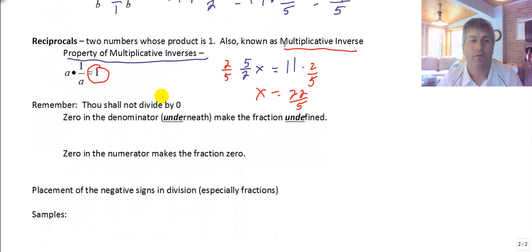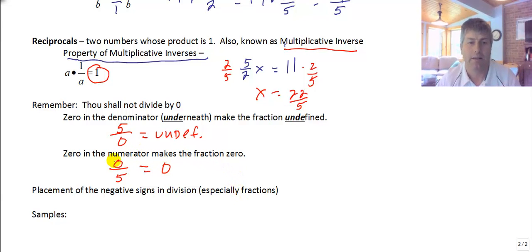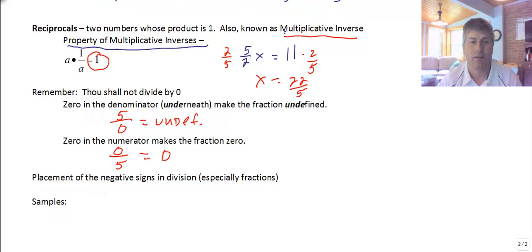Also remember, working with fractions, that thou shalt not divide by 0. 0 in the denominator of the fraction makes the fraction undefined. So if we have 5 over 0, that is undefined. Versus 0 over 5, 0 is in the numerator, that is 0. Automatically. If 0 is in the numerator, it doesn't matter what the denominator is, that fraction is 0. Same thing with undefined. 0 is in the denominator, we don't care what the numerator is, that thing's undefined. 0 over 0, that's another story.